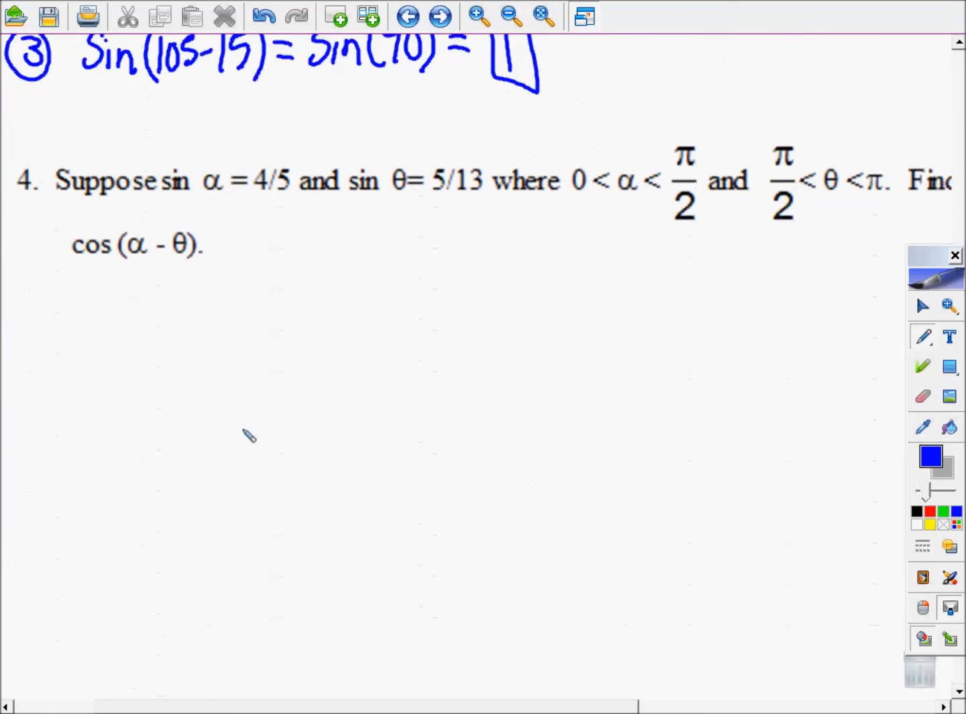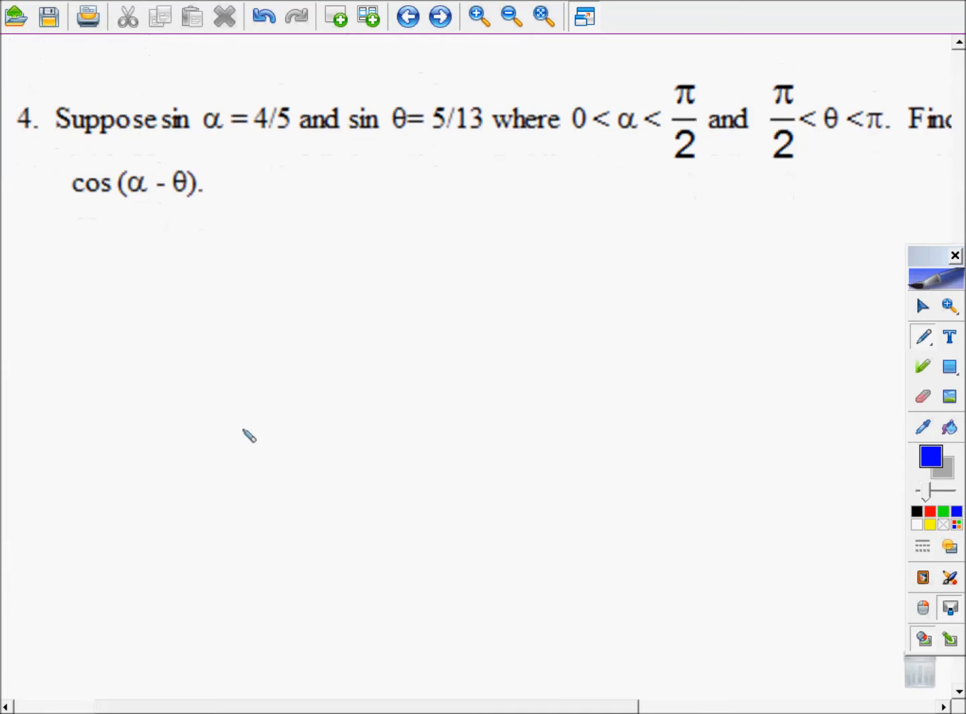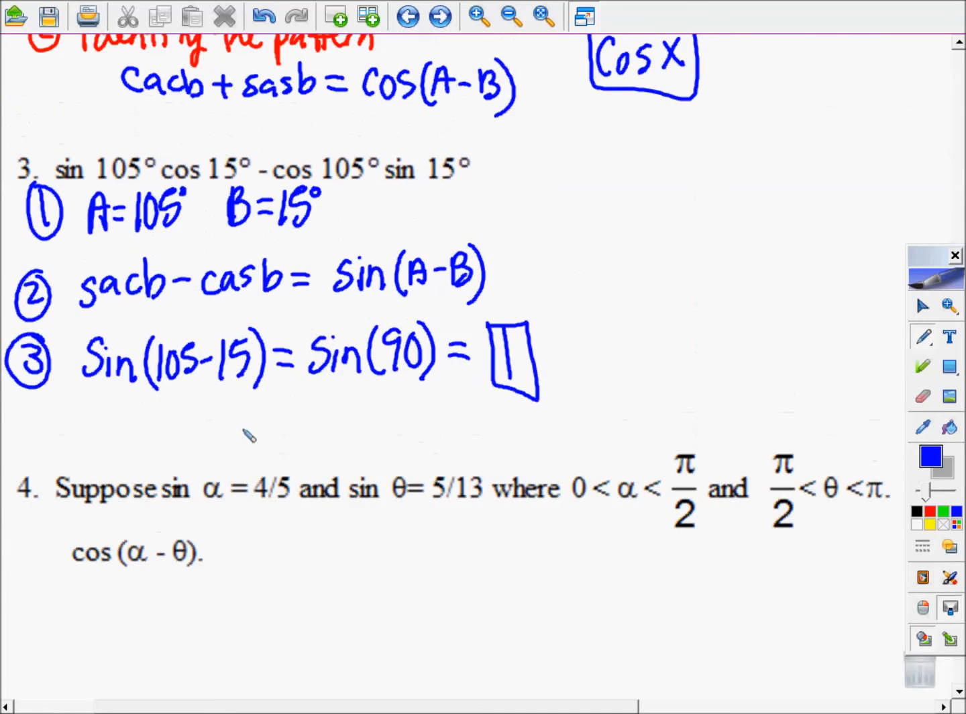All right, here we go. So we're going to get a little harder. Do we feel comfortable with that? I feel comfortable with it. Okay, we're going to get a little harder.